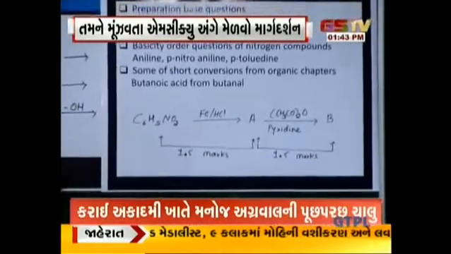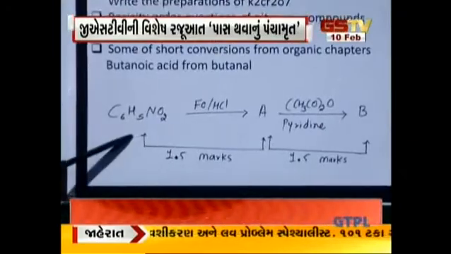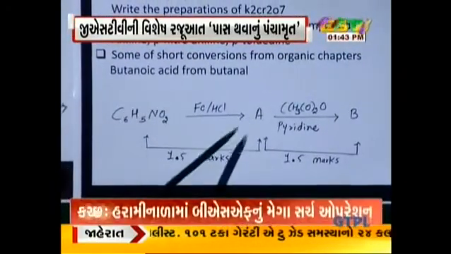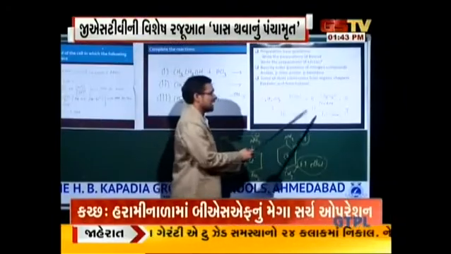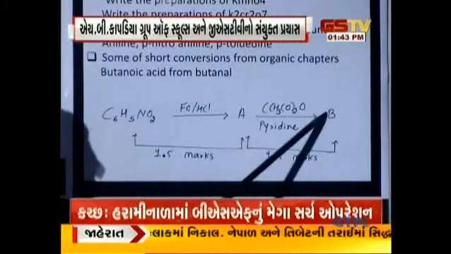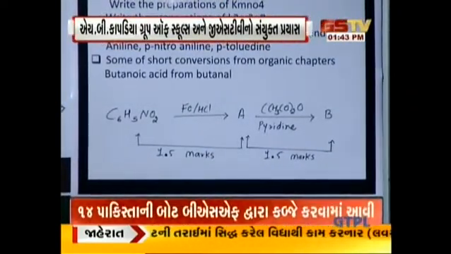So these are the reactions: butanoic acid from butanol, and this one reaction can be asked as a 3 marker. Each step contains 1.5 marks, from C6H5NO2 to A, and A to B, also 1.5 marks. So a total 3 marks question can be asked like this.